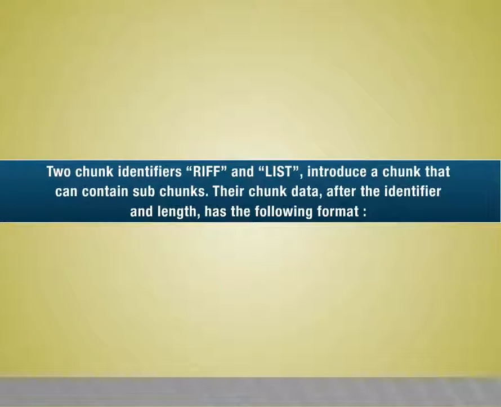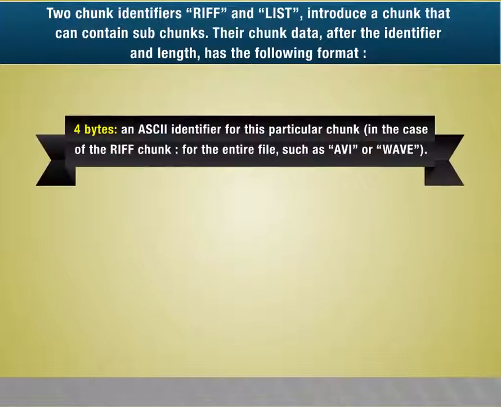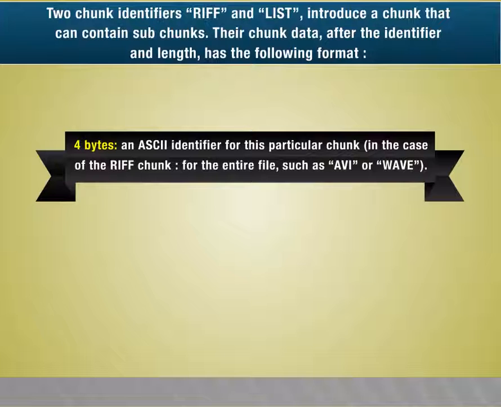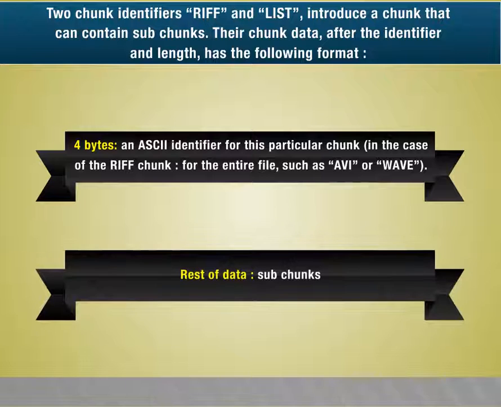The two chunk identifiers RIFF and LIST introduce a chunk that can contain subchunks. The chunk data after the identifier and length has the following format. 4 bytes: an ASCII identifier for this particular chunk, that is, in the case of the RIFF chunk, the form of the entire file such as AVI or WAV. Rest of data: subchunks.